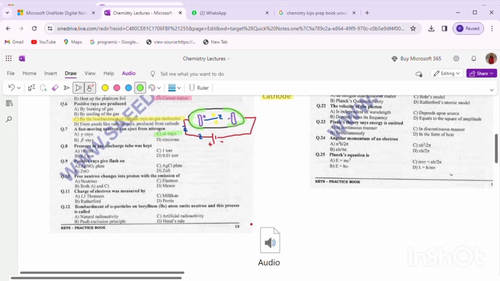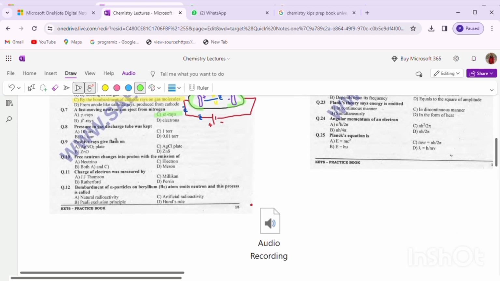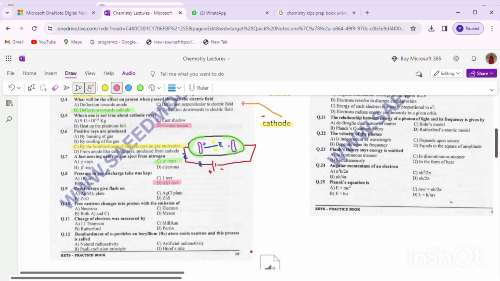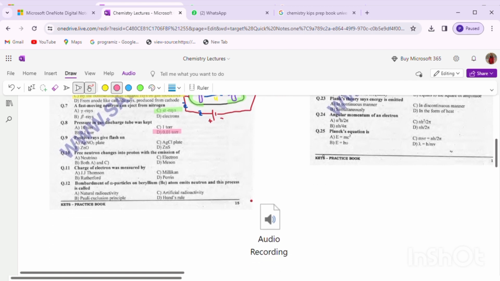Okay, so now we have, pressure in gas discharge tube was kept not 10 torr, not 1 torr, not 0.1 torr, however 0.01 torr, right? 0.01 torr, right? Positive rays give flash on. I have just told this now. The entire discharge tube is covered with zinc sulfide, since when positive or negative rays hit on those, they produce a glow, right? So there is zinc sulfide coating on the discharge tube.